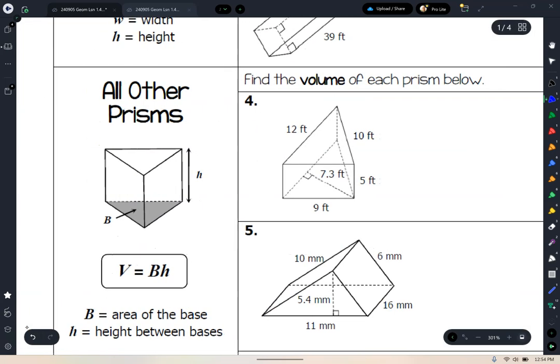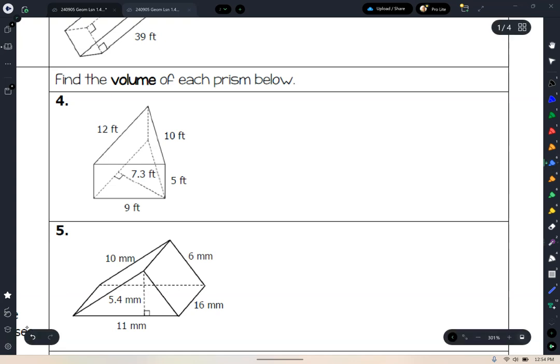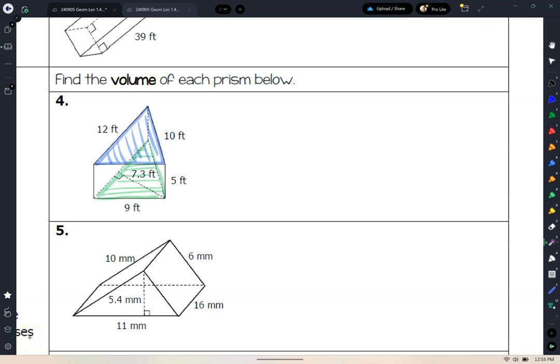As we talk about all other prisms, the formula is very easy. All we have to do is find the capital B, the area of our base, whatever shape that is, and then we multiply it by the height of the prism. So let's highlight and color in our bases on number 4. You should have put those right there. Now, we need to find the capital B, the area of one of our bases.